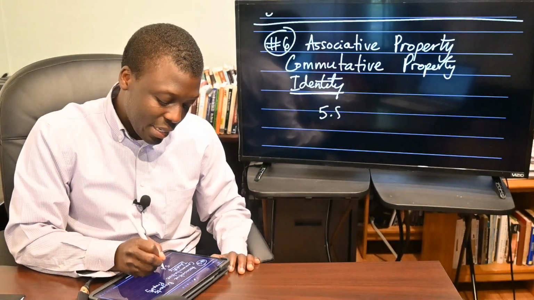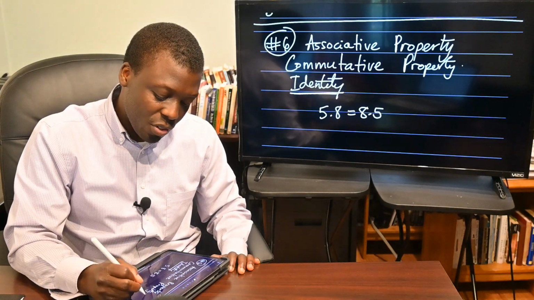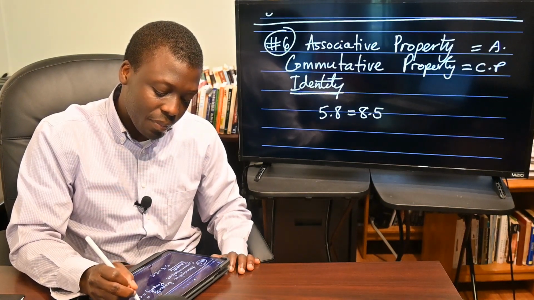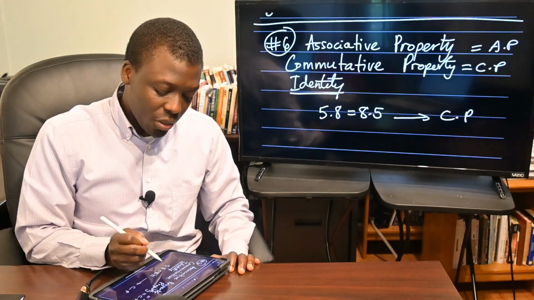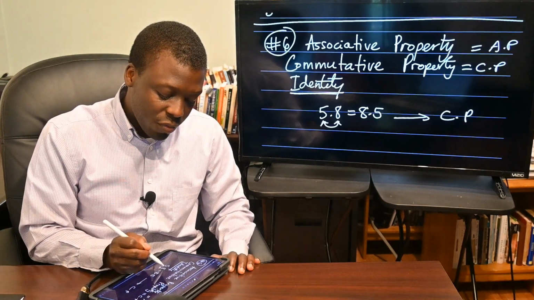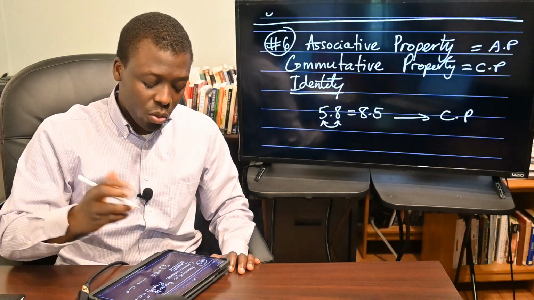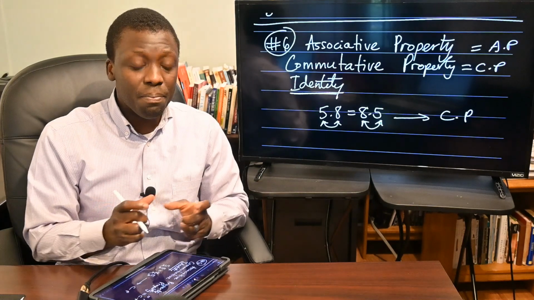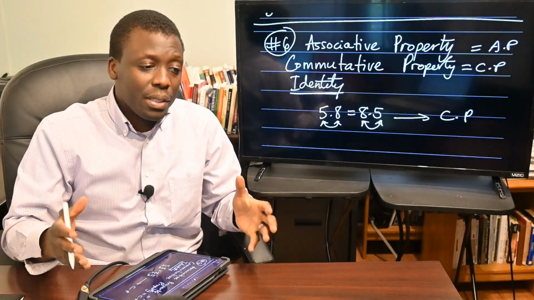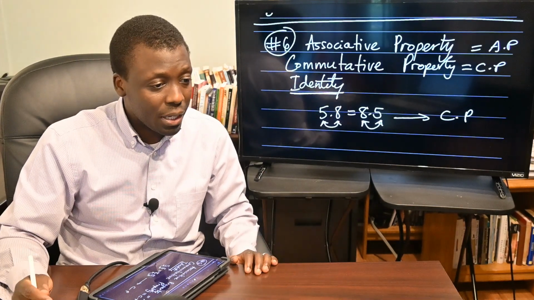5 times 8 is equal to 8 times 5. Let's just call these CP and AP. So this will be the commutative property of multiplication because you've moved the location of the 5 to where the 8 is and the 8 to where the 5 is. So you have rearranged them, and that's going to be equivalent. So that's the commutative property of multiplication.